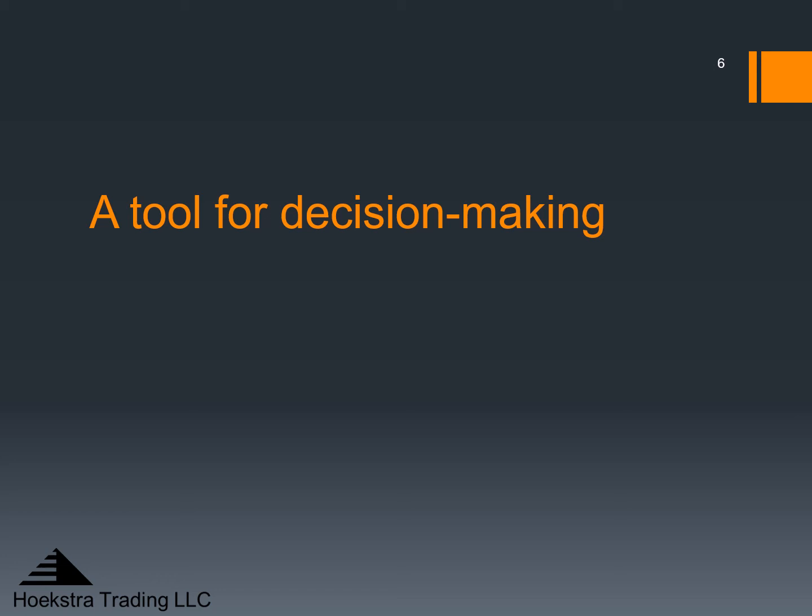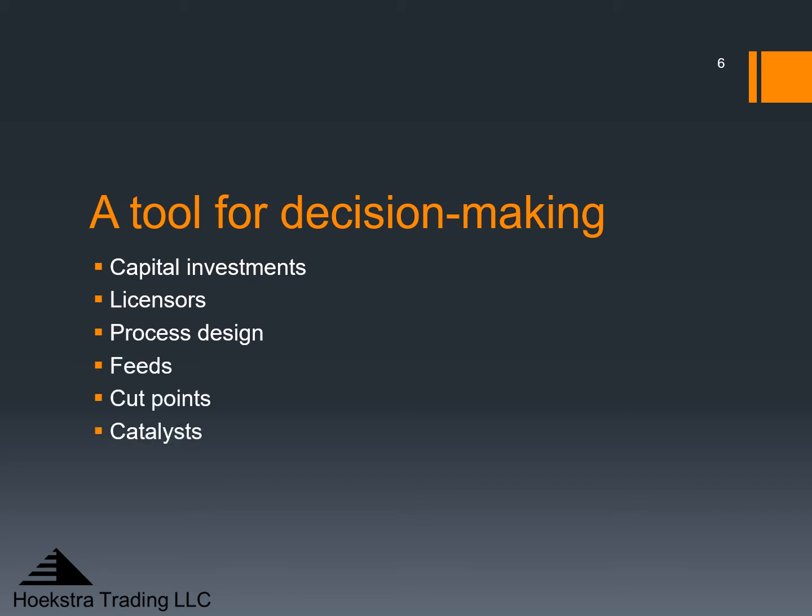This spreadsheet has been developed as a tool for making decisions and has been used for the following applications: capital investment decisions, licensors, process design, feeds, cut points, catalysts, and Tier 3 strategy. If you have a gasoline desulfurizer, your engineers and planners should certainly have this tool. With an analysis of your feed and this spreadsheet, you'll be able to see exactly what is happening in your unit, make accurate performance and cost estimates, and make better decisions for Tier 3 gasoline.